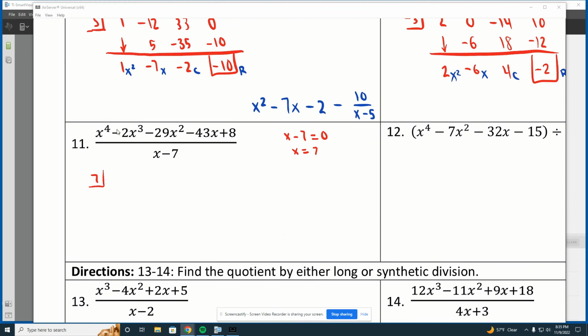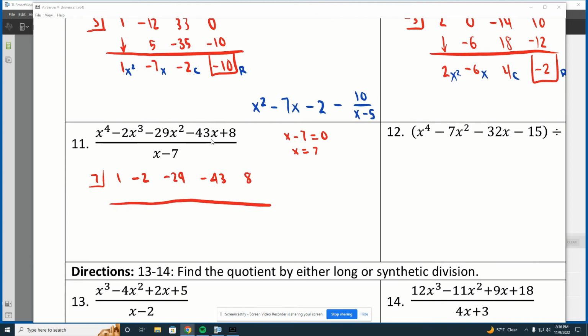So my biggest exponent this time is x to the 4th, and its coefficient is 1. I'm working down from x to the fourth. X cubed, got it, negative 2. Then x squared, got it, negative 29. Then x, got it, negative 43. All the way down to my constant, 8.